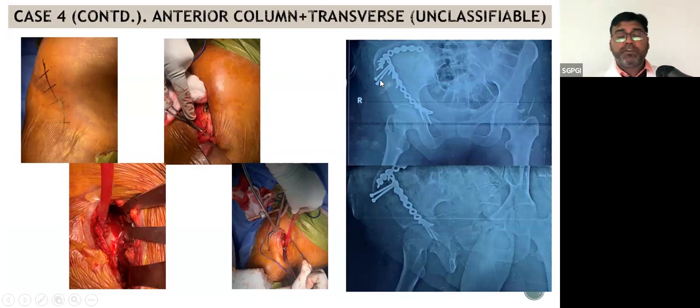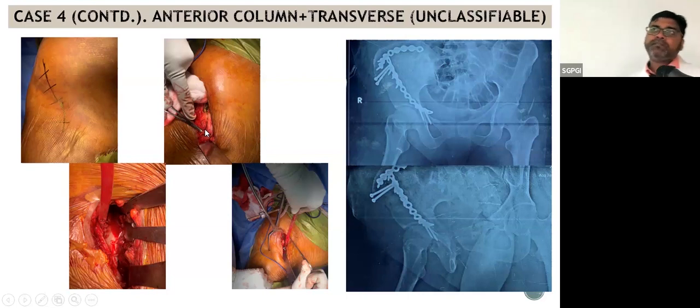There is a nerve, the lateral femoral cutaneous nerve, which goes right around the ASIS, which has to be isolated. If you do not isolate it properly, the patient may have numbness and tingling of the anterolateral aspect of the thigh in the postoperative period.